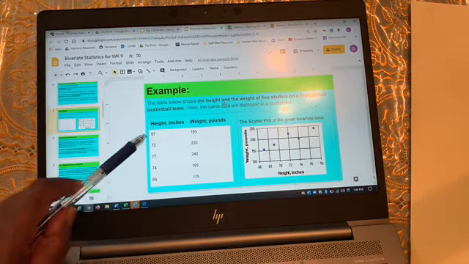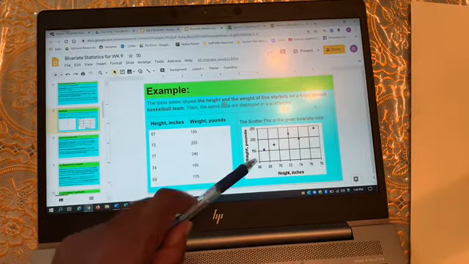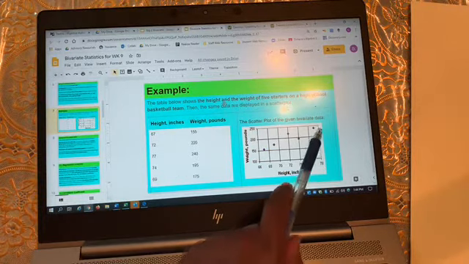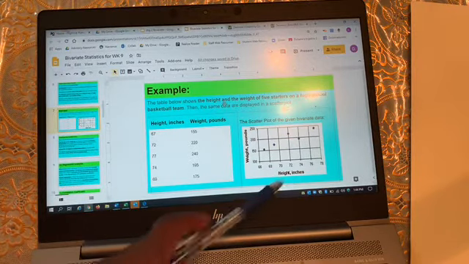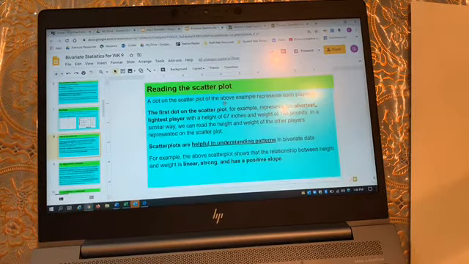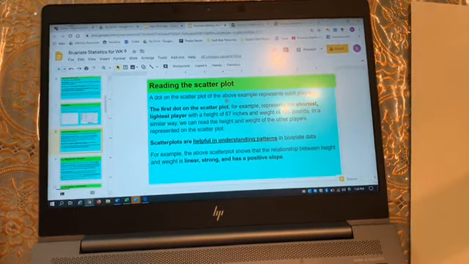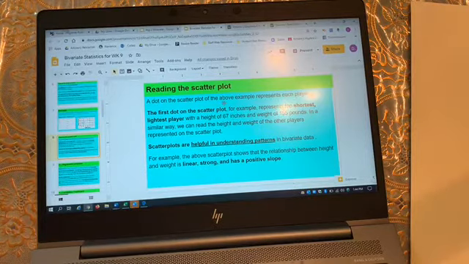For instance, here, this is the lightest player with the shortest height. It is found here at the bottom. The tallest person with the most weight would be shown at the top. So this is how we read it. Anyway, these scatter plots are helpful, especially in understanding the patterns, how the data go.